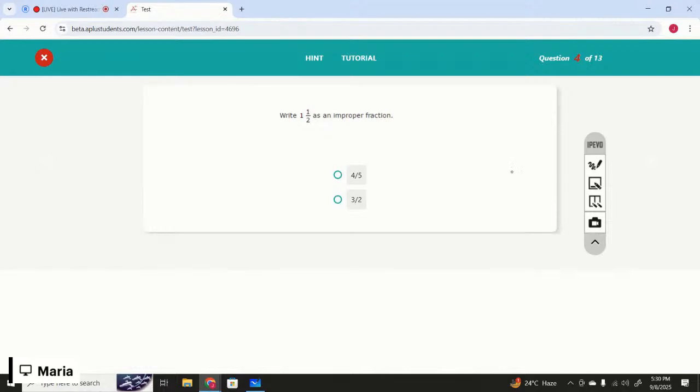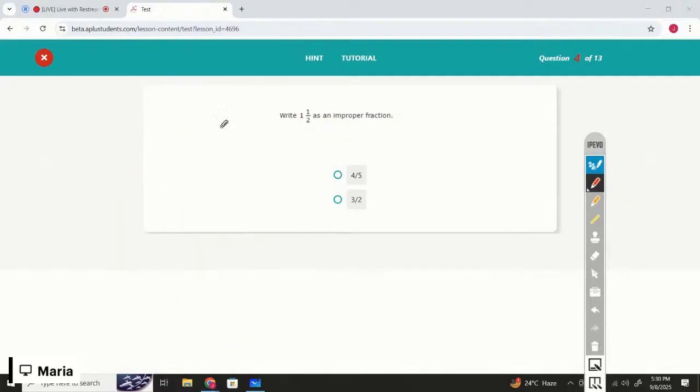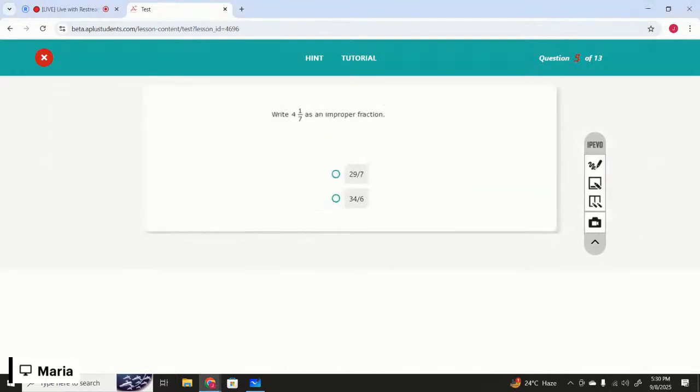Right? As an improper fraction. 1 times 2 plus 1 over 2. 2 times 1 is 2 and 1, 3 over 2. That is 3 by 2. Option number 2 is the correct option.